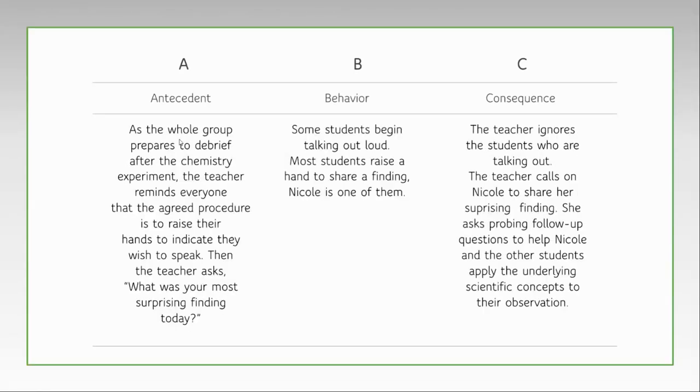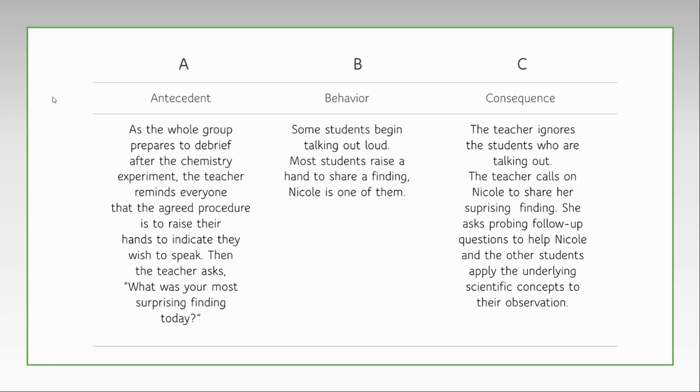So let's look a little more closely at some examples of antecedents, behaviors, and consequences. In this scenario, the antecedent is, as the whole group prepares to debrief after the chemistry experiment, the teacher reminds everyone that the agreed procedure is to raise their hands to indicate they wish to speak. Then the teacher asks, "What was your most surprising finding today?"